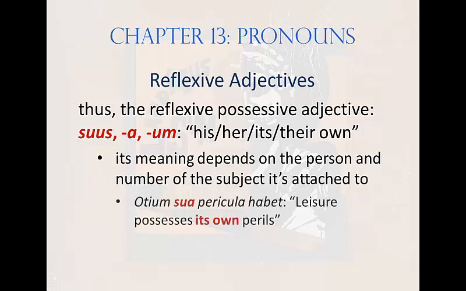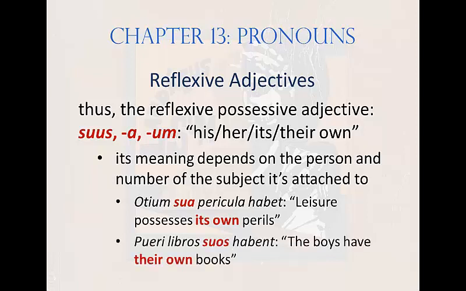If we change the subject again and make it neuter singular, then suus becomes its own. So, for instance, otium sua pericula habet, meaning leisure possesses its own perils. Or we can make the subject plural, then suus becomes their own. For example, pueri libros suos habent. The boys have their own books.